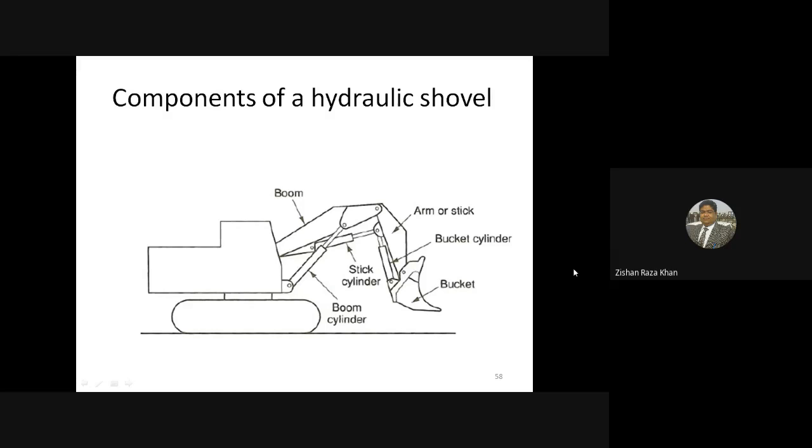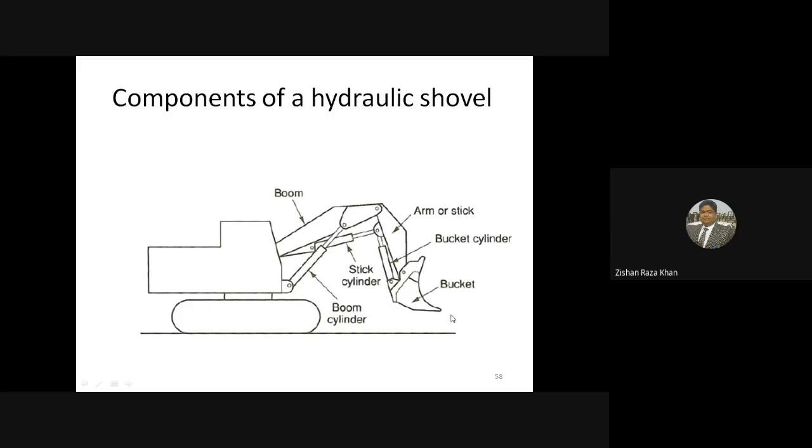The front shovel has the following components. This is the operator's cabin and the main machinery. The first arm is called the boom, and consequently, the cylinder which is moving the boom is called the boom cylinder. The second portion is called the arm or stick, and the cylinder which is moving the stick is called the stick cylinder.